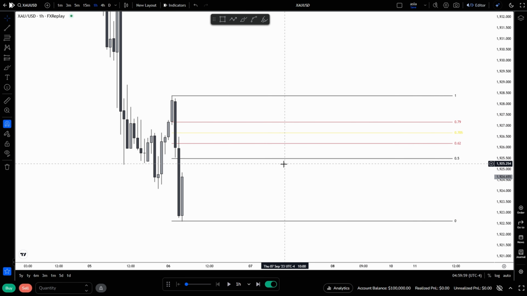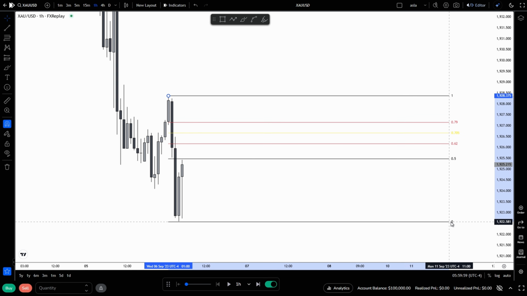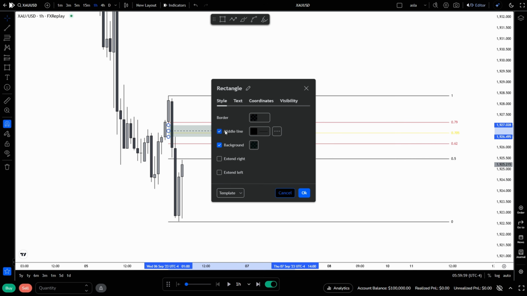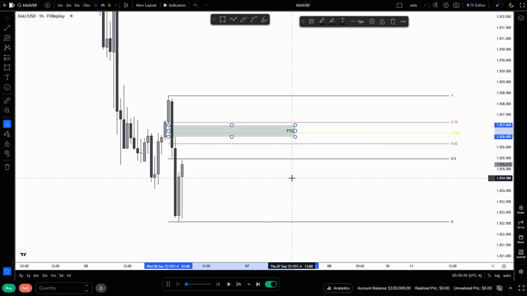After this move down, price creates a new low, so I adjust my Fibonacci retracement to reflect that new range. Once the range is updated, the next thing I do is look for PD arrays that line up with the OTE zone. When I look to the left of the chart, I notice something important. Inside this OTE zone, we also have a fair value gap. So now we have two confluences overlapping in the same area, the OTE zone and the fair value gap.